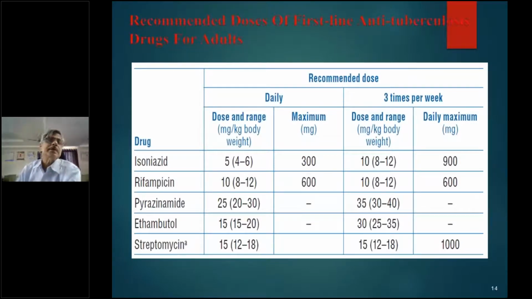And the dosage of the drugs, this they will ask all the candidates in the viva. You have to remember it like this: 5, 10, 15, 25. Isoniazid is 5 milligrams per kg body weight. Rifampicin is 10 milligrams per kg body weight. Ethambutol and streptomycin 15 milligrams per kg body weight. Pyrazinamide is 25 milligrams per kg body weight.